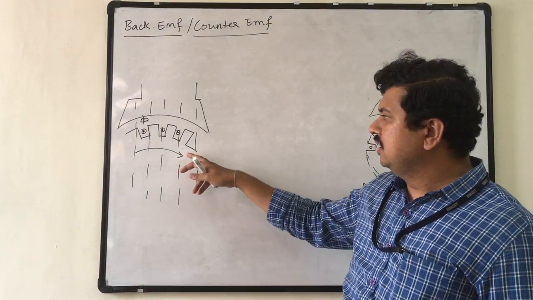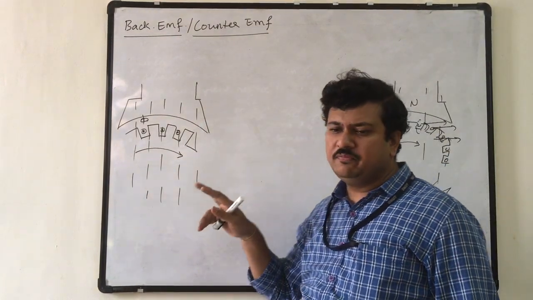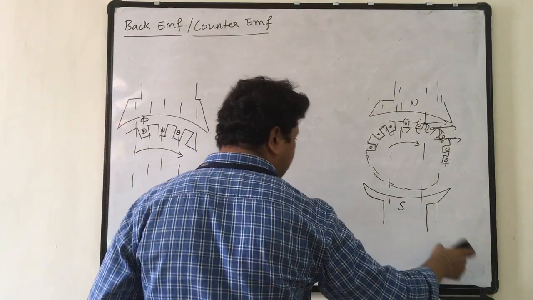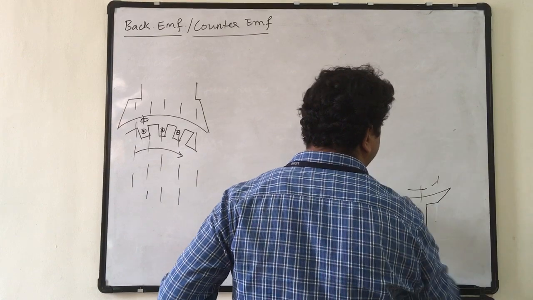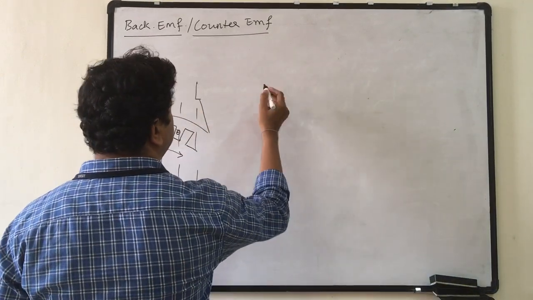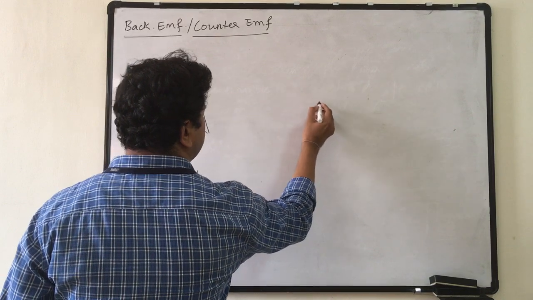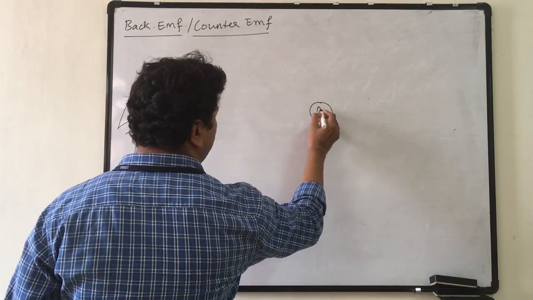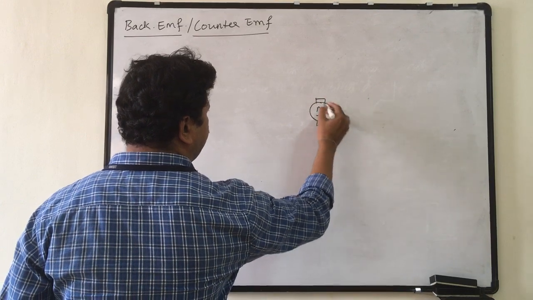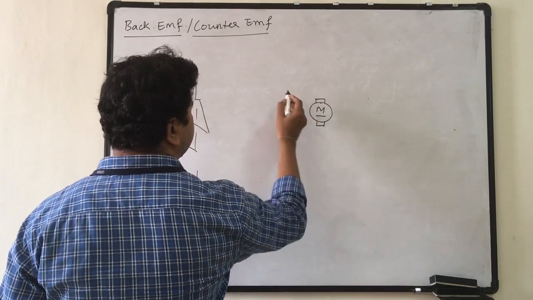This is how the back EMF is generated. The circuit symbol for a motor is similar to that of a generator. This is the motor, with M inside. This is the armature, this is the brush.